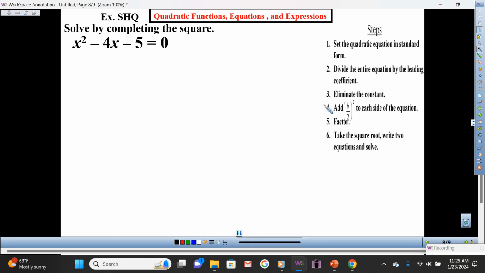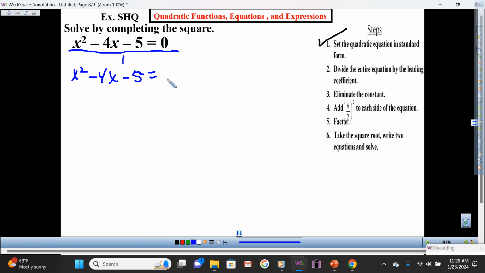Step 1. Do I do anything for step 1? Jaden. It's already set to 0, so step 1 done. What do I do next? Anthony. Divide by 1, so that leaves us with x squared minus 4x minus 5 equal to 0. I do want to see that step. Some of you are skipping that step.